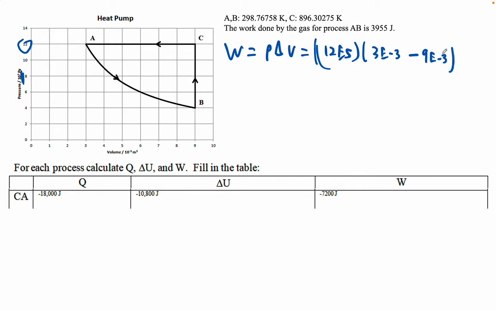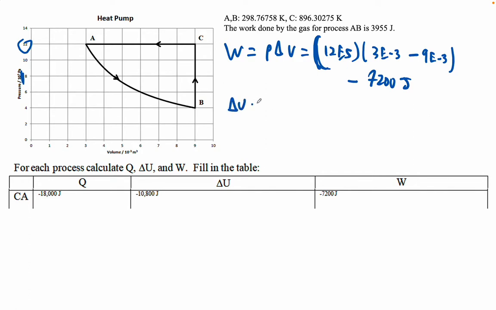Okay? So you can get the negative by just saying, oh, it's a compression, so it's negative, right? That is, we're doing work on the gas. The gas isn't doing work on us. Or you can just be a slave to signs and conventions, right? This is supposed to be just one parenthesis there, okay? All right, let's do this. 12E5 times (3E minus 3 minus 9E minus 3). And that is negative 7,200 joules.